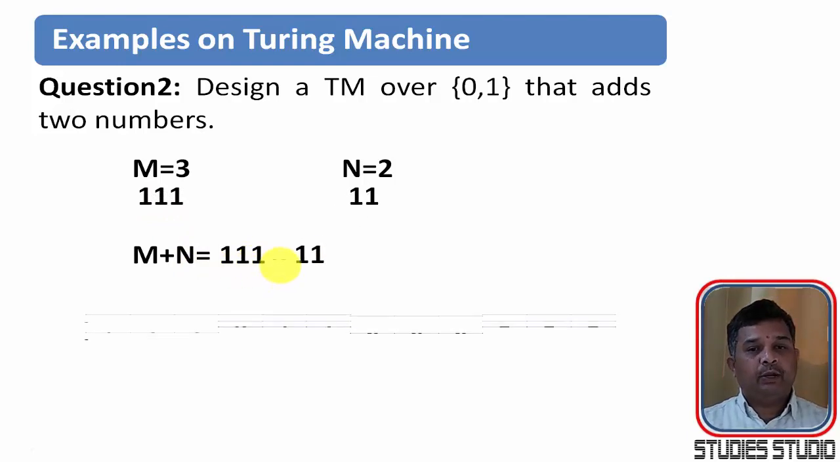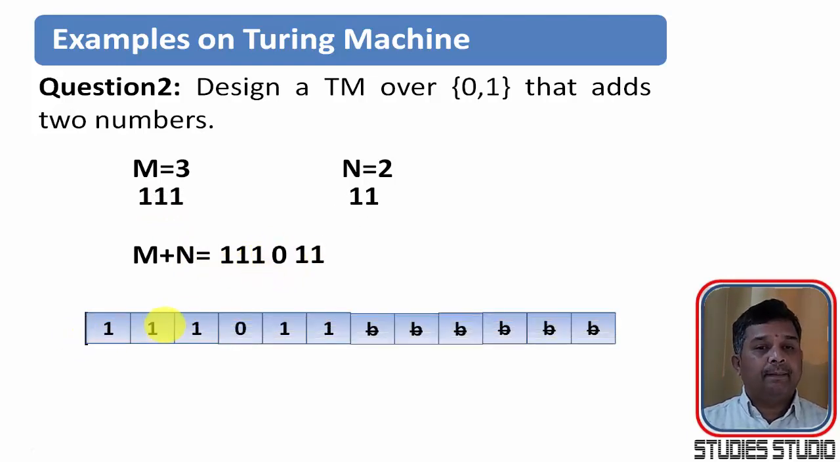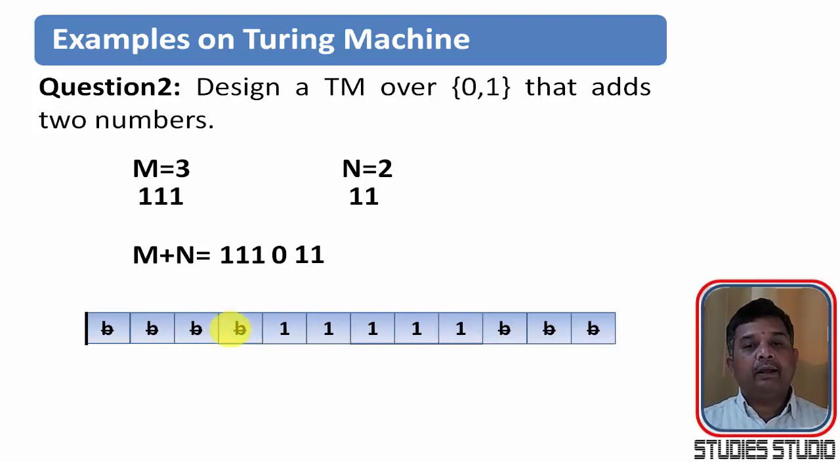So in the tape it will look like this. What I am going to do here is write the first one at the last blank, the second one again at the last blank, the third one again at the last blank, and this 0 I'll make it blank. So I got 5 ones. So 3 plus 2 is 5. 5 ones I got. This is the logic that I am going to apply.